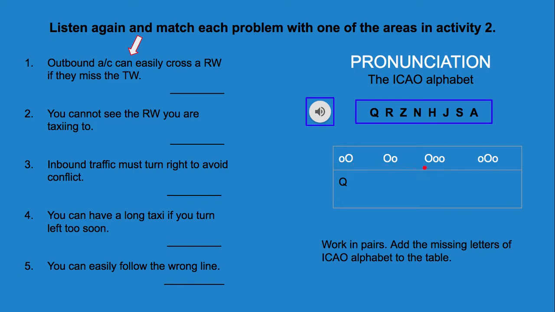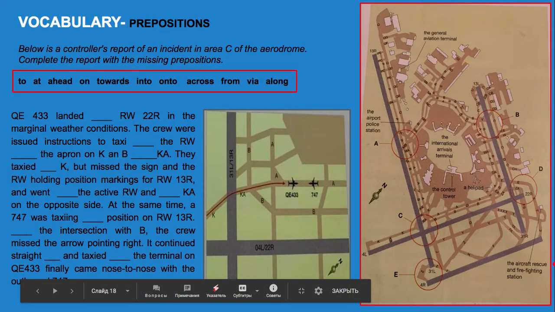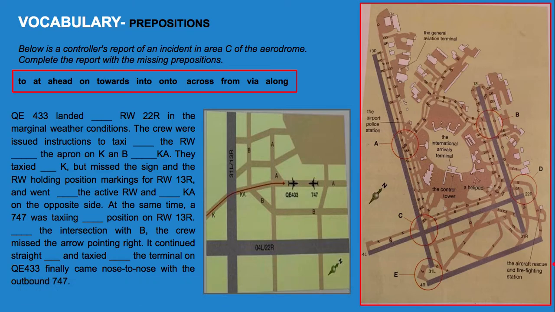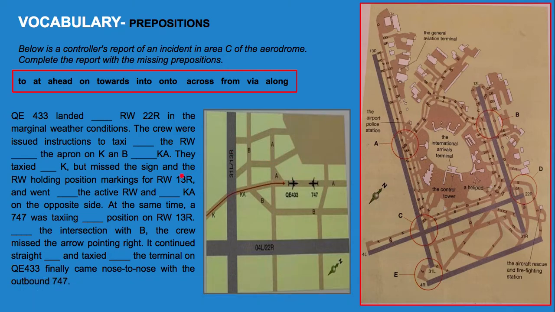Okay, now please, in this table you see the stressed syllable symbols, and in Quebec, the second syllable is stressed. It is written in the first column. Okay, thank you. Next is vocabulary task using prepositions. Now please fill the sentences with missed prepositions and we'll check it.